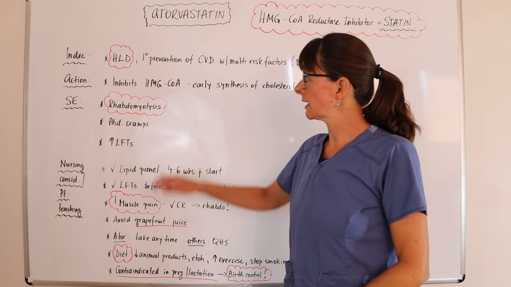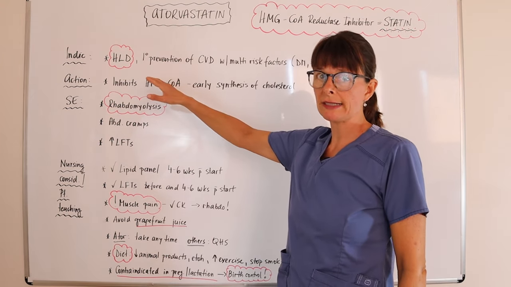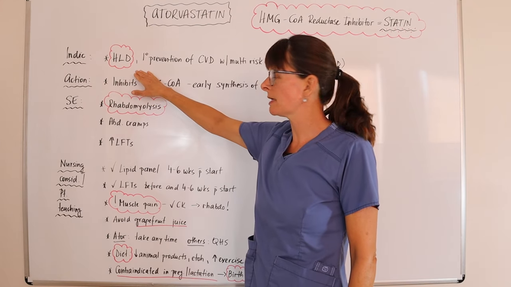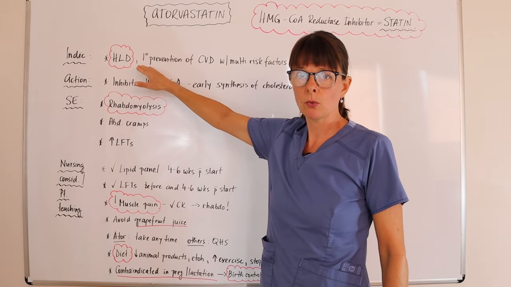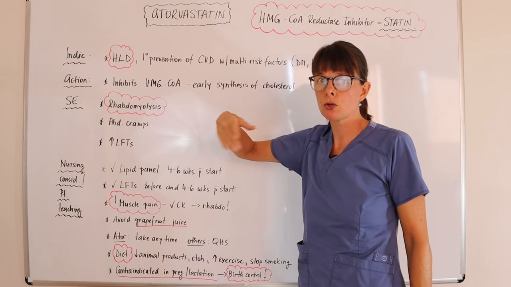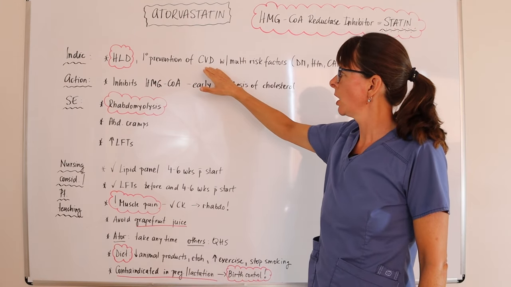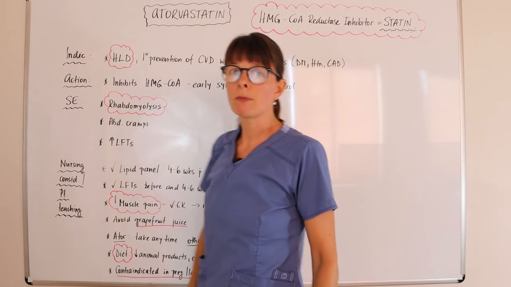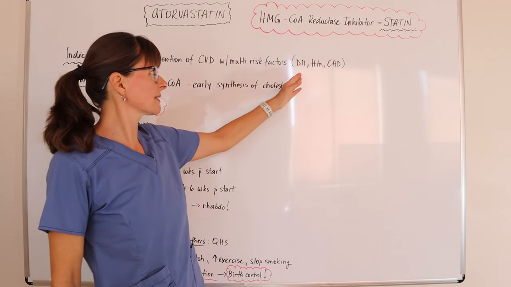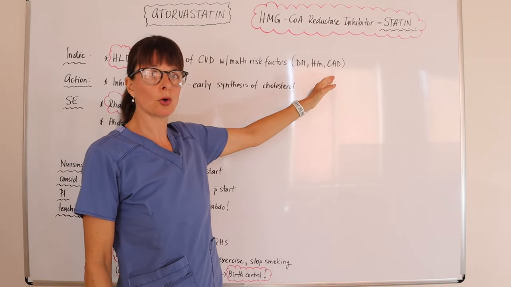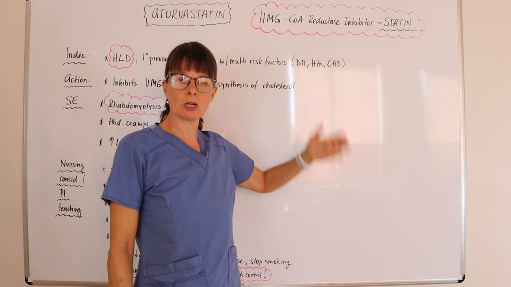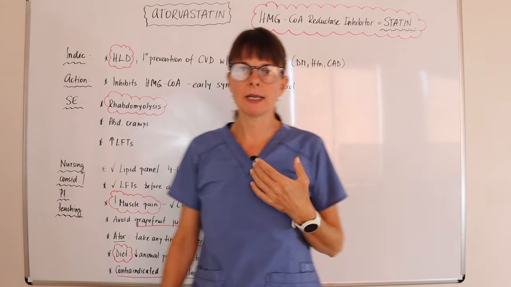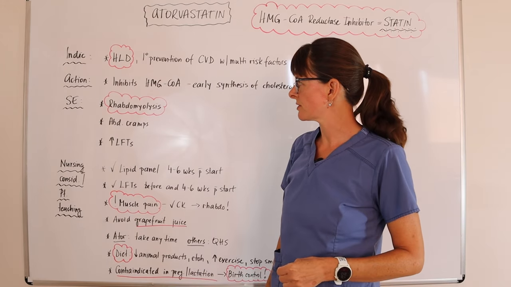And so the indications to use atorvastatin are hyperlipidemia, but mostly it is used for the primary prevention of cardiovascular disease with patients that have multiple risk factors such as diabetes, hypertension, and coronary artery disease, because we know that hyperlipidemia can lead to so many complications here.